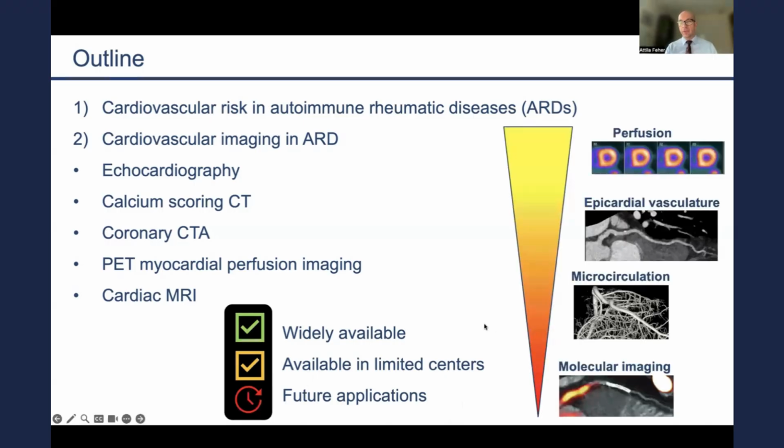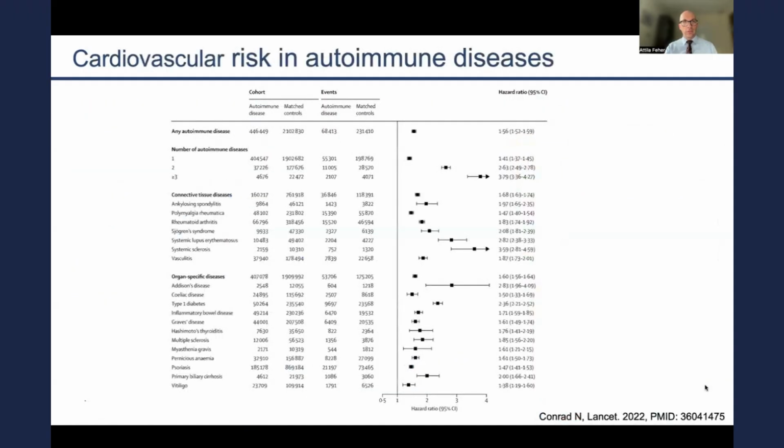Also, I will start by going large with perfusion imaging, and then I go deeper and deeper into microcirculation and molecular imaging. Well, I will mention molecular imaging. So let's dive in. When it comes to cardiovascular risk, I think this is a really important paper.